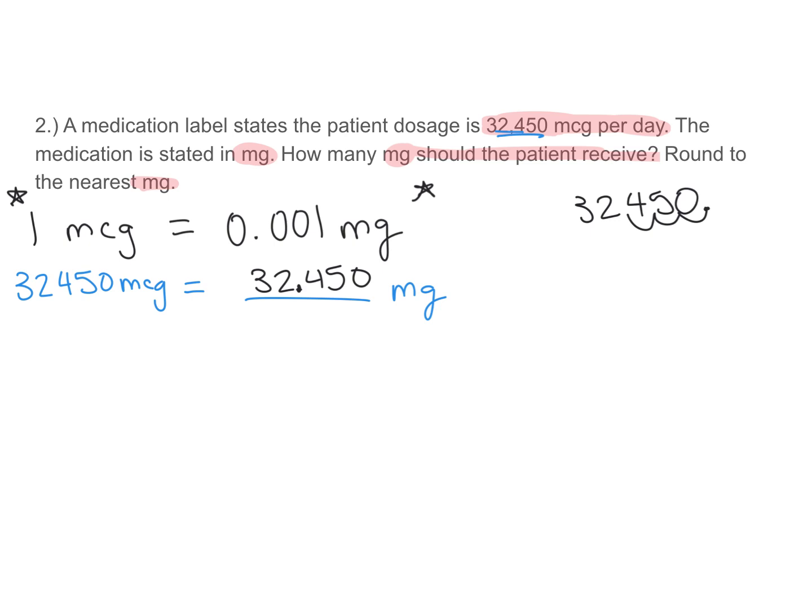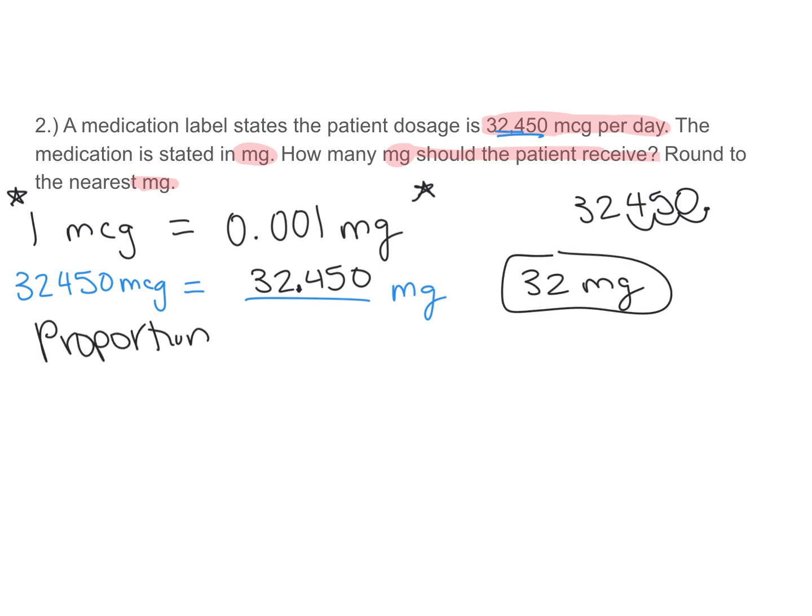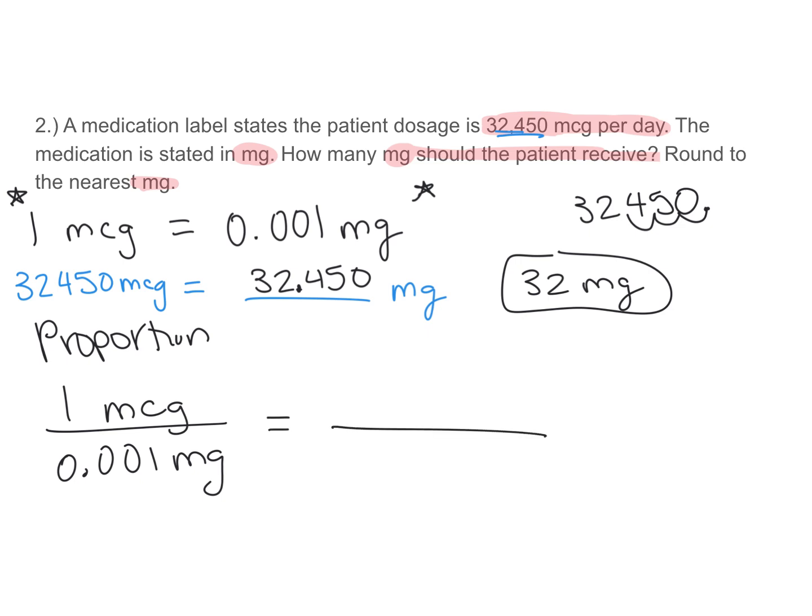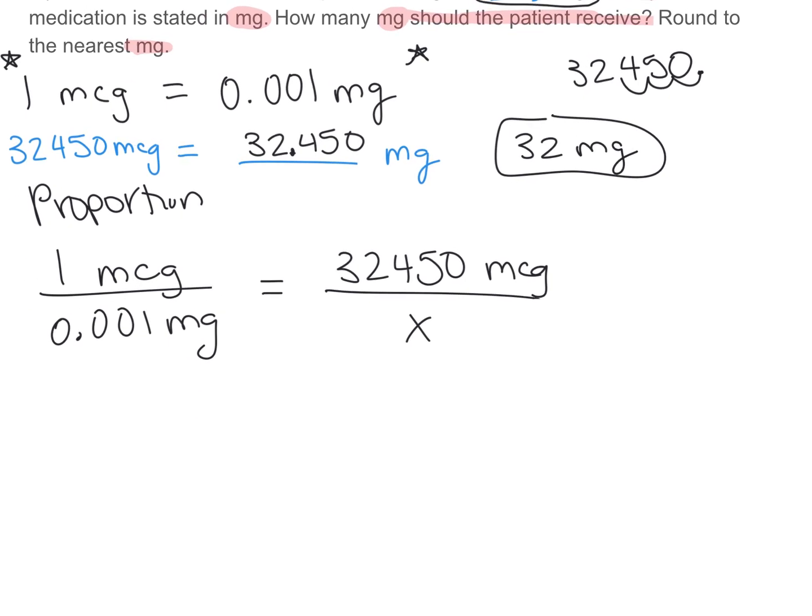However, if we round to the nearest milligram, then it would be 32. Okay, so that's one way to approach it, but let me show you the proportion just in case. So for my proportion, I would do 1 microgram over 0.001 milligrams, that's my given, is equal, and then since they gave me micrograms here, that will go up here. And then my unknown would be on the bottom because I'm trying to find milligrams, right? So that's how I get the x.